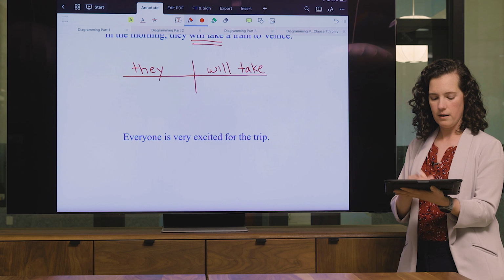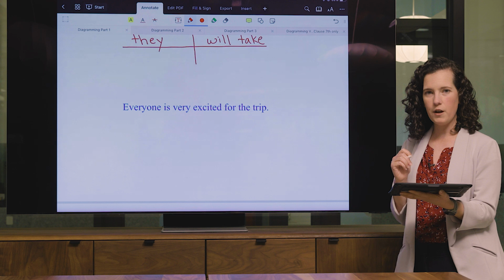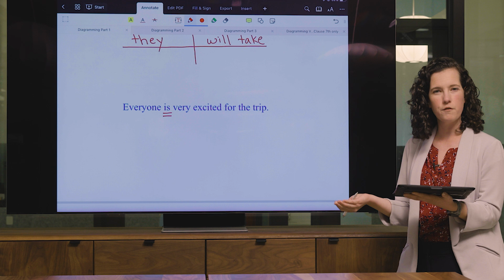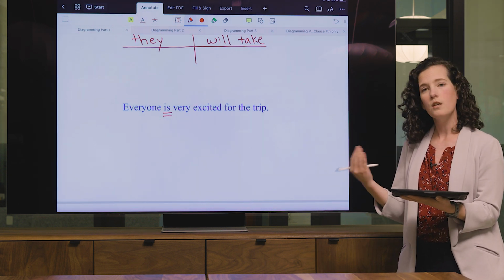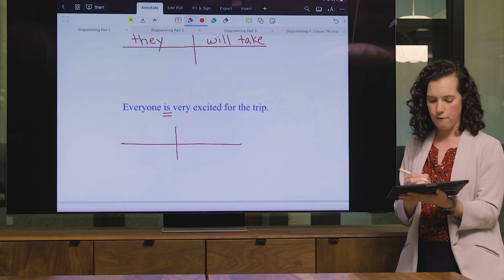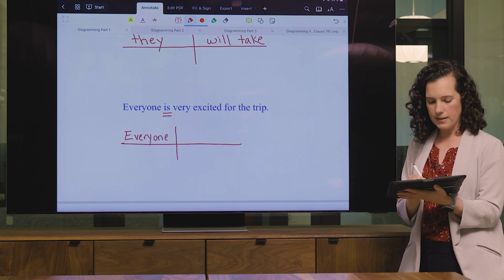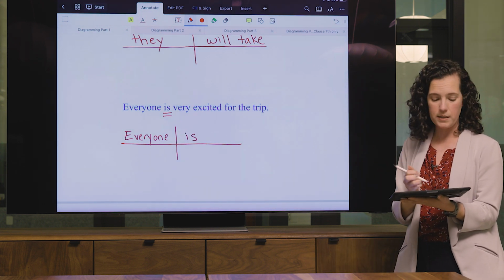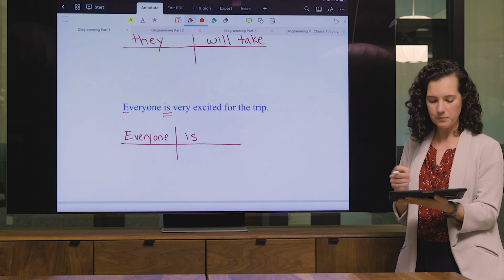And our last one, everyone is very excited for the trip. In this case, we have one very short verb called a linking verb, which is. Excited is not a verb. It's not something you can do. It describes a state of being. It describes how someone feels. So our verb here is just the word is. And our subject for is would be everyone. So we have everyone on the left and is on the right. Notice here I capitalized everyone because it was the first word in the sentence. Your capitalization should always match whatever the capitalization looked like in the sentence.